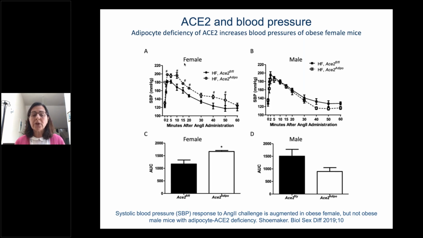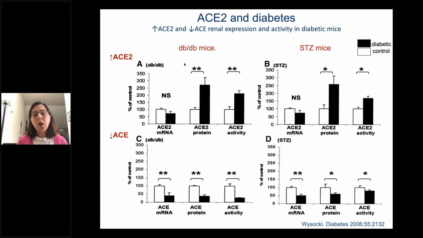So for example, in this study by Lisa Cassis's group, she looked at male and female mice that were obese, mice that had ACE2 knockout and mice that had functionally active ACE2. And what we can see in the female obese mice is that their response to angiotensin 2 in terms of blood pressure elevation was markedly increased when ACE2 was deficient. We also know in other studies that ACE2 seems to be dysregulated in the context of diabetes.